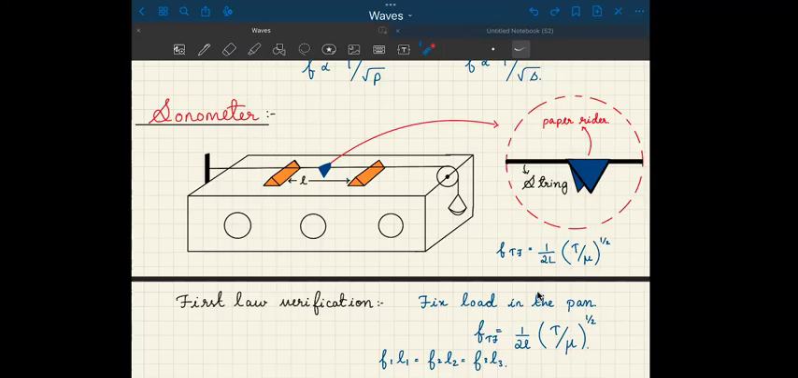Till this point, any doubt? So what do I need to prove? Root T1 by L1 is equal to root T2 by L2 is equal to root T3 by L3 is equal to root T4 by L4, a constant. Any doubt till this point? Are we clear? Okay, this is how I'll verify. Likewise, I'll prove root T by L is a constant.